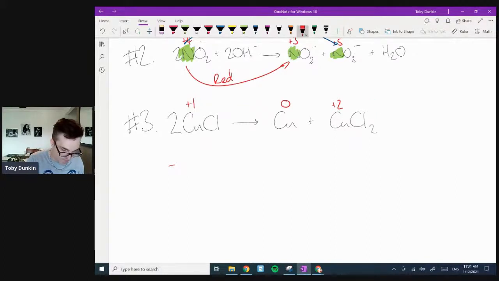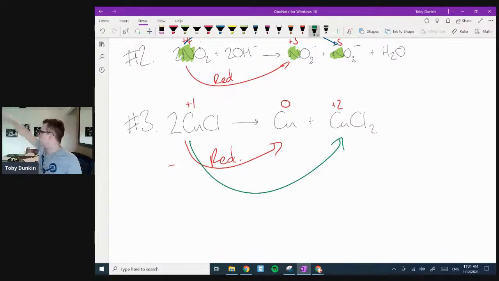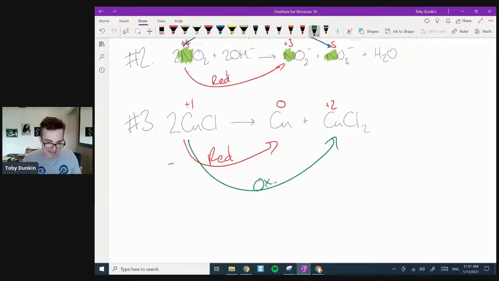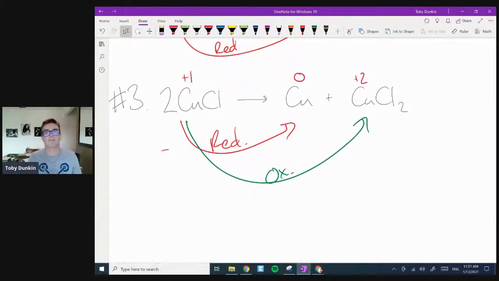So now we can say from +1 to 0. So hang on, from there to there, +1 coming down. So that one's being reduced. That's red. The next one is +1 going to +2. That's climbing. That's ox. There we go, and it is a disproportionation. I like it.